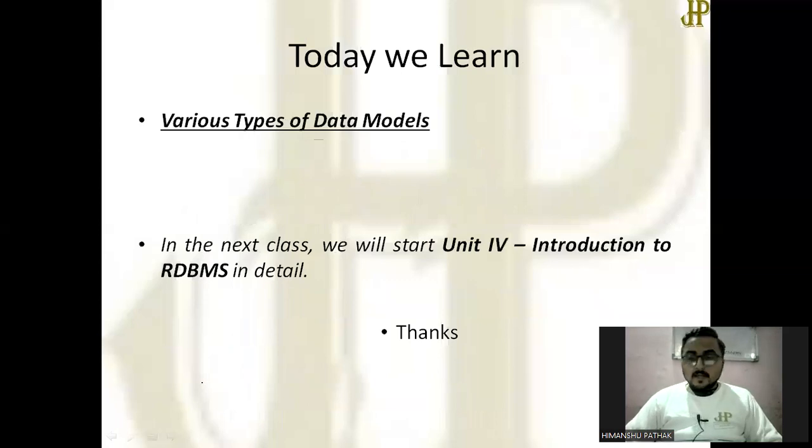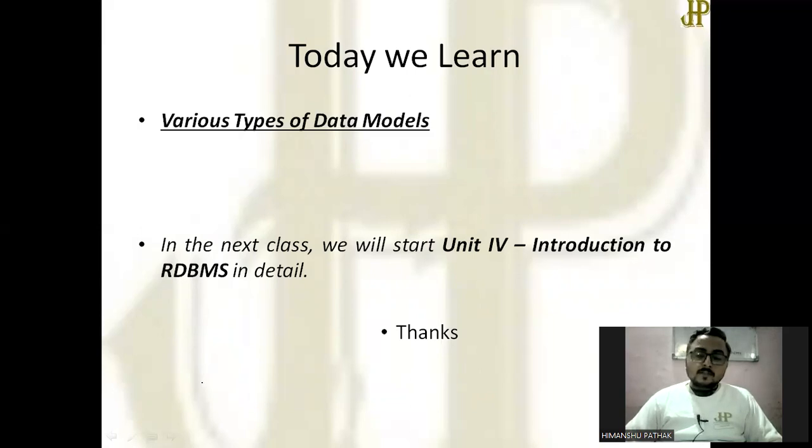So that's all for today. Today we learned hierarchical model. In hierarchical model, searching is a little bit time consuming. Why? Because there is only one path through which data can be traversed. While in network model, there is a possibility of multiple paths, then you have to identify which path is the shortest one. And the last one is relational model.